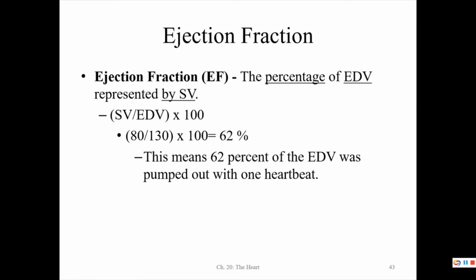Okay. Now, ejection fraction. I'm going to go over here and do an ejection fraction. Ejection fraction is calculated by taking your stroke volume and dividing it by the EDV. And then you multiply it by 100 to get the percentage, okay? So let's say we had somebody who had a stroke volume normally of 80 with a normal EDV of 130, that is 62%. That means 62% of the EDV pumped out. Stroke volume was 62% of the EDV, okay?